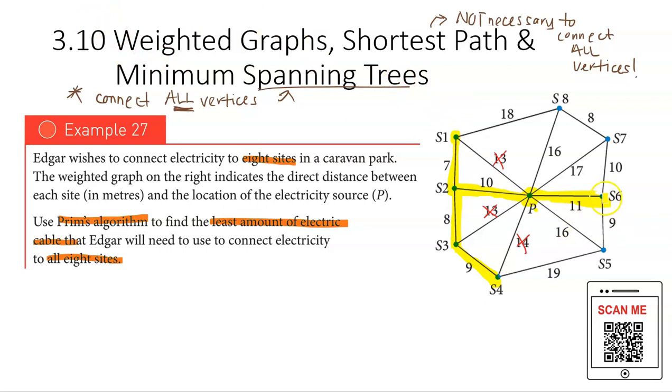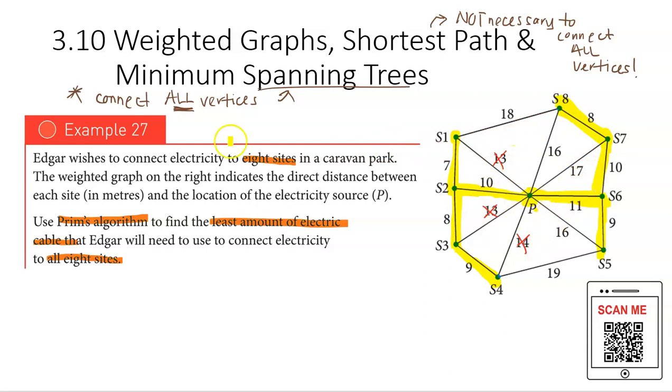From S6, you have 18, 16, 17, 10, 9. Of course, 9 is the lowest value to connect S5. After that, continue again, you have 18, 16, 17, 10. So 10 will be the lowest value, connect S7. Continue again, you have 18, 16, and 8. The lowest will be 8. So this one will be your spanning tree.